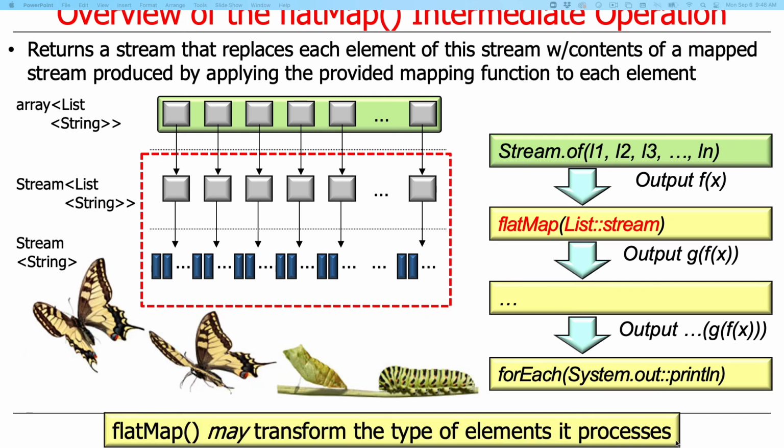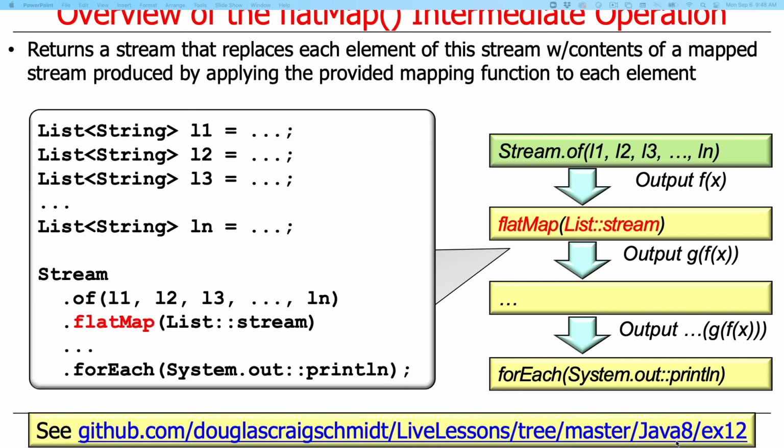Like map, flatMap may transform the types of the elements it processes. Doesn't have to, but it could. And then here's the example I just showed you. We could have a bunch of lists of strings with different characters in Hamlet or whatever. And then down here we would create a stream of lists of strings using of, and then we would apply flatMap with the List::stream operator, which says flatten those things to make ourselves a stream of those strings.